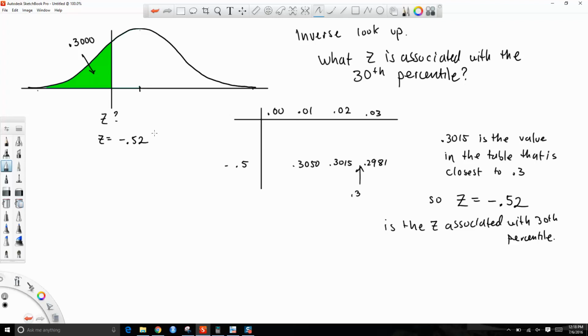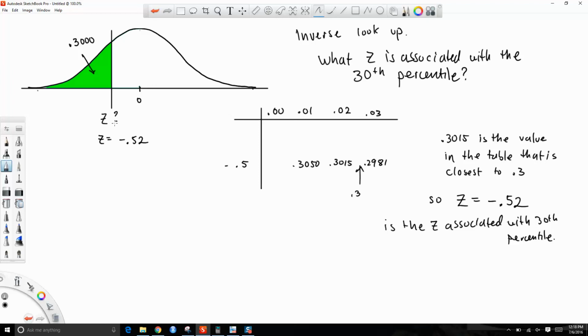Why is it negative? Because when we look for 0.3 in the table here, it takes us to the negative side of the table. Because the 50th percentile is where z is equal to 0, and so to be on the 30th percentile, we have to be below the mean of 0, meaning that our z is negative 0.52. So anything below the 50th percentile is going to have a negative z. Anything higher than the 50th percentile will have a positive z. All right, are we okay with this?